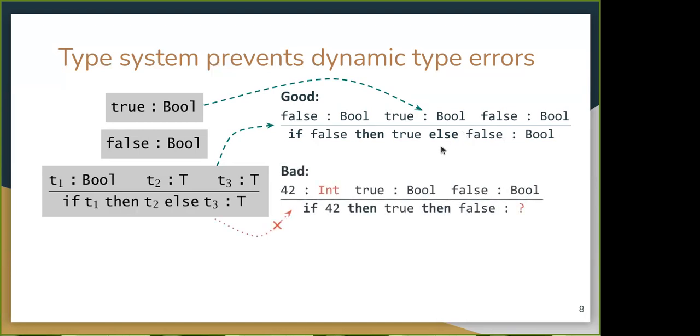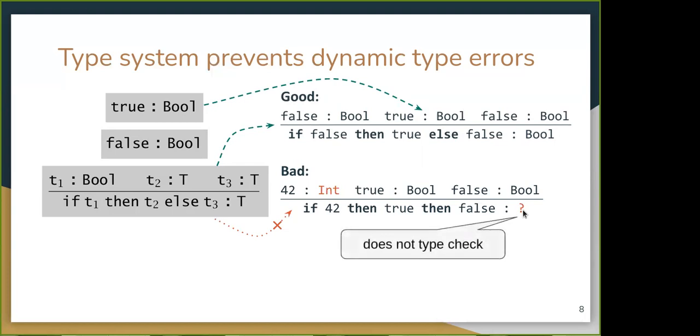And then the problematic case from the previous slide, where we had 42 in the conditional, this thing will not type check because again, we know that we have to have a Boolean in the condition. And since we don't have a Boolean, we say, well, there is no good typing that we can ascribe. So we cannot predict good behavior for this program.